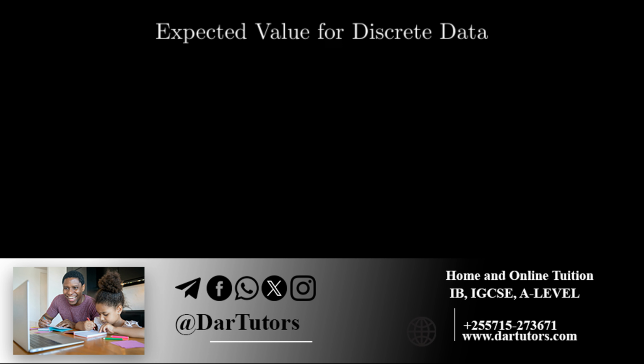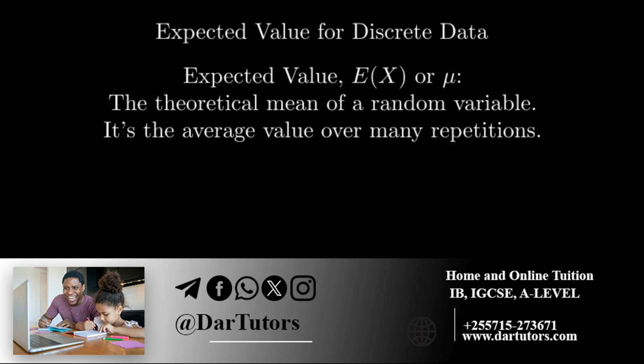Okay, let's move on to another central concept for random variables: the expected value. The expected value is, in essence, the long-run average outcome of a random experiment if you were to repeat it over and over again, infinitely many times. We denote it as E of x, or sometimes with the Greek letter mu, which you'll remember is also the symbol for the population mean. And that's no coincidence. The expected value is the theoretical mean of the random variable.